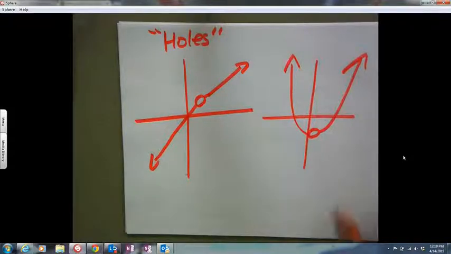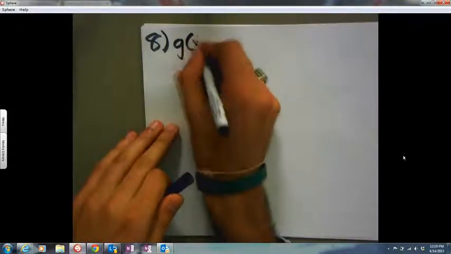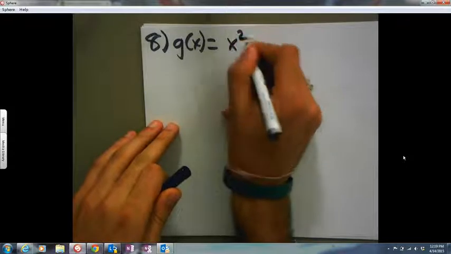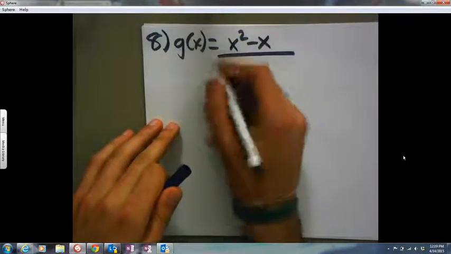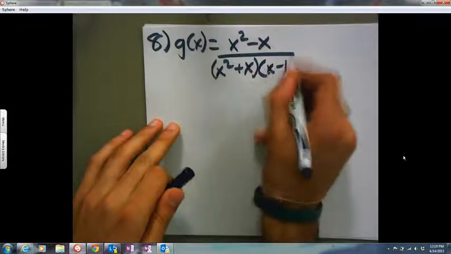Okay? So, let's jump in. Number 8 in the box on the bottom of the page. And number 8 says the following. It says g of x equals x squared minus x over x squared plus x times x minus 1.